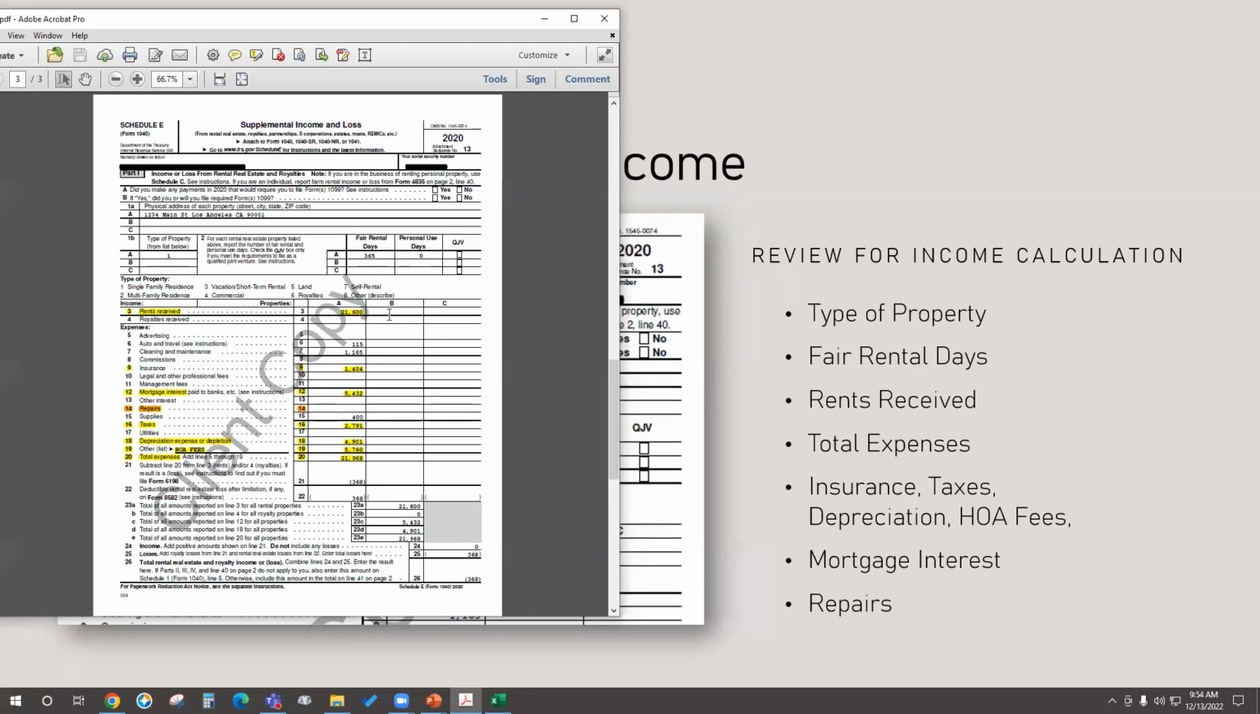You want to look at your line item 3, your rents received, your total expenses, which is your line item 20. You want to look at your line items 9, 16, 18, 19 for the items that you're going to give back to your borrower, your line item 12 for mortgage interest, and your line item 14. A lot of people skip through line item 14 for repairs, and I'm going to explain to you why you want to make sure you're taking a look at that line item. It is very important because you actually can give back specific repairs to your borrower. And I'm going to get into that right now.